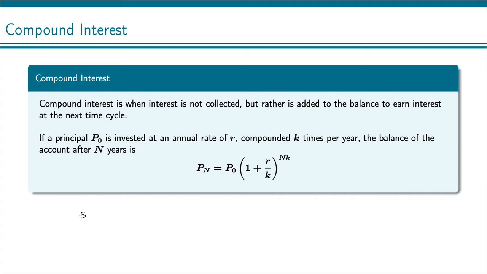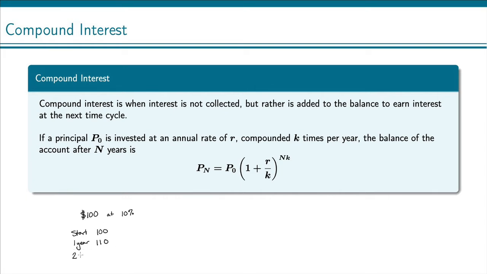Suppose we have $100 invested at 10% interest, just to keep it simple. So we start at $100, and then after 1 year, we get 10% of that, which is $10. So then we're at $110.